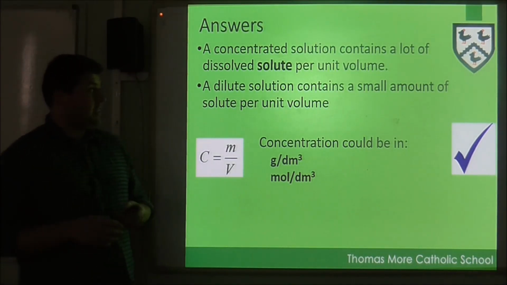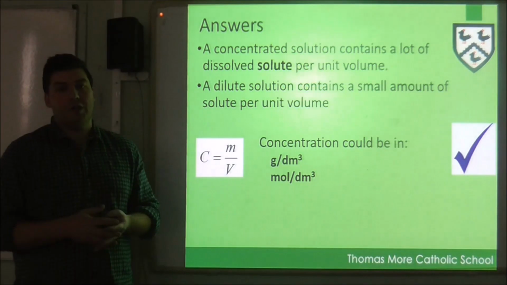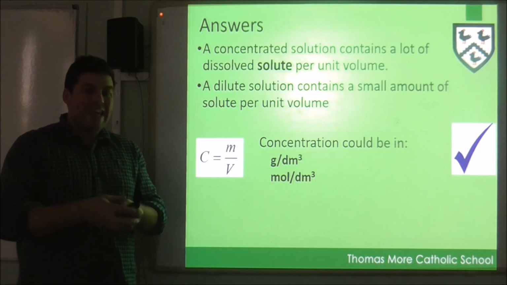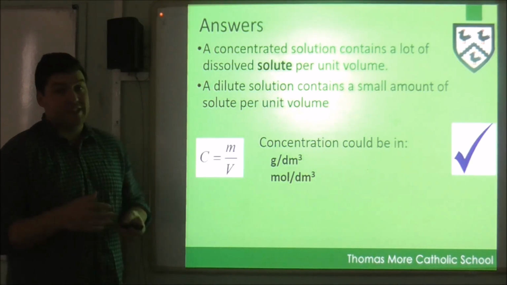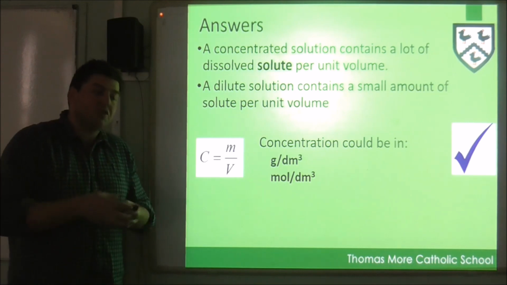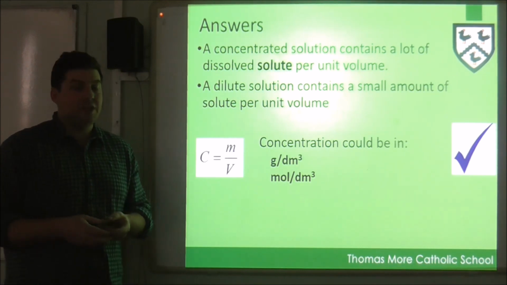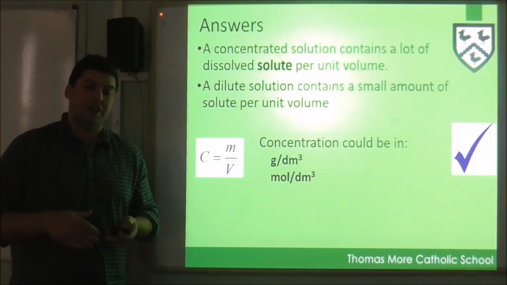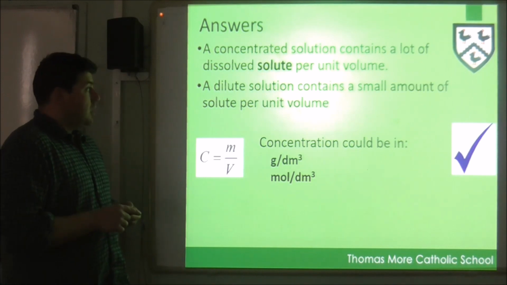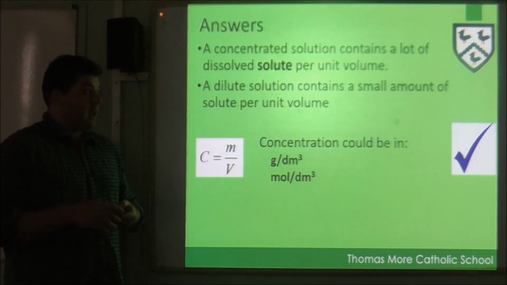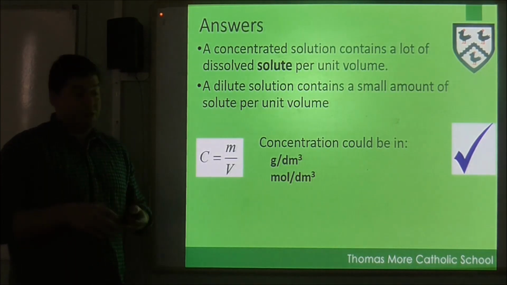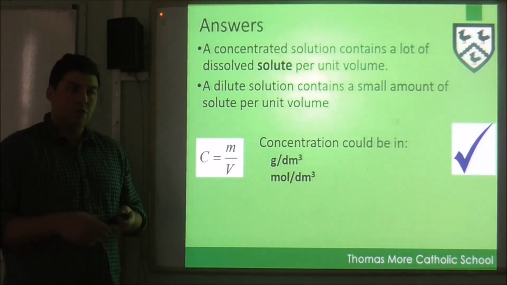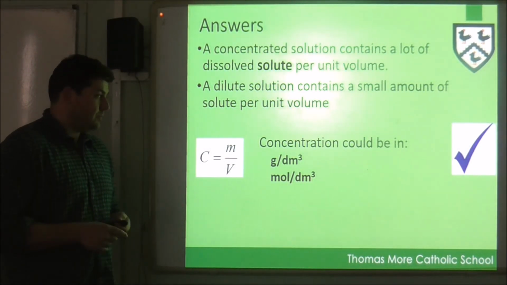A concentrated solution contains a lot of solute per unit volume. So there's a lot of the species within that solution. If we take a concentrated acid, for example, there would be lots of H+ ions in that solution. If it was a concentrated alkaline, there would be lots of OH- hydroxide ions in that solution. A dilute solution contains a small amount of solute per unit volume, the complete opposite. A weak acid would have very few hydrogen ions present in the solution.